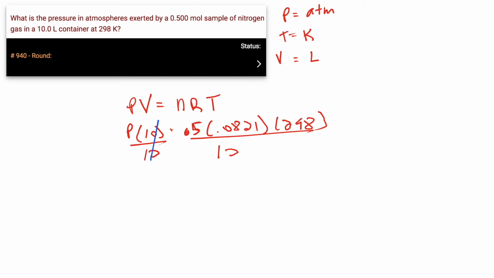So then it's 0.5 times 0.0821 times 298 divided by 10. And pressure is 1.22 atmospheres.